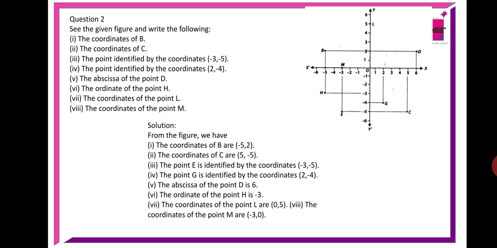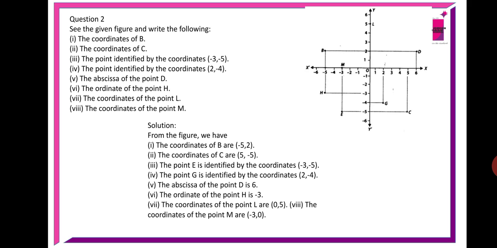The point identified by the coordinates 2 comma minus 4 will be in quadrant 4, you can see that is G. The abscissa of the point D, so point D is in quadrant 1. The abscissa means the x coordinate is 6. The ordinate of the point H, so ordinate means y coordinate, y coordinate of H is minus 3.